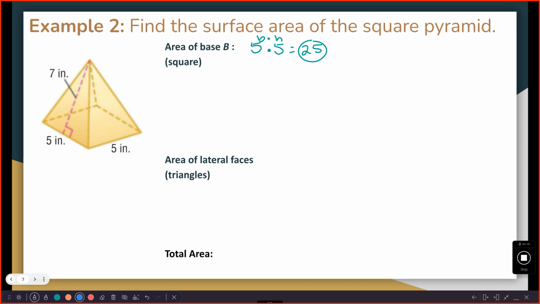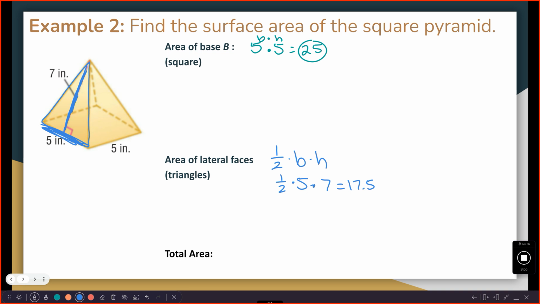So now we're looking at each of these triangular faces, and I'm going to focus on this triangular face since I'm given the slant height there. So the base here is 5, the slant height is 7. So we're going to do 1/2 times base times height: 1/2 times the base of the triangle, 5, times the slant height of the triangle, 7. So 1/2 times 5 times 7 gets you 17.5.